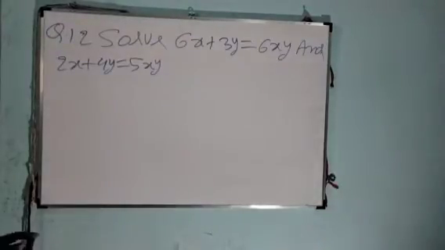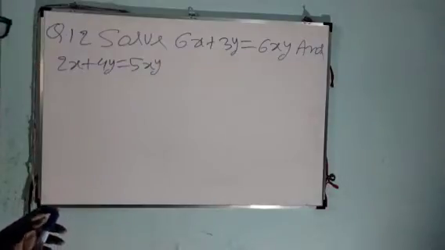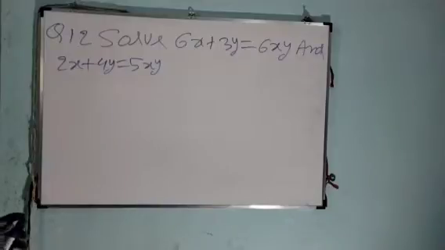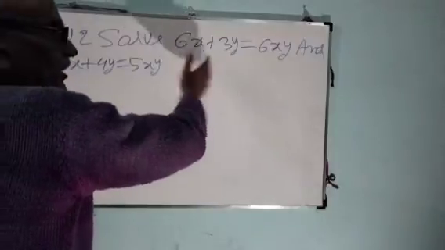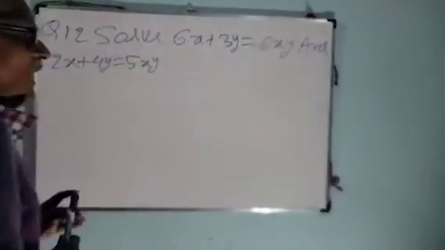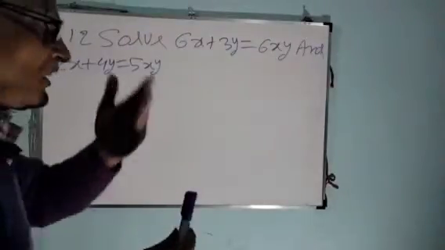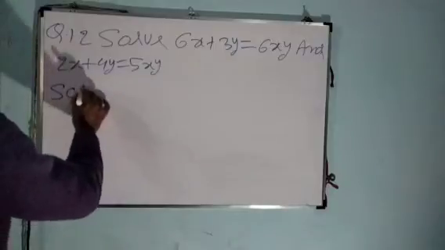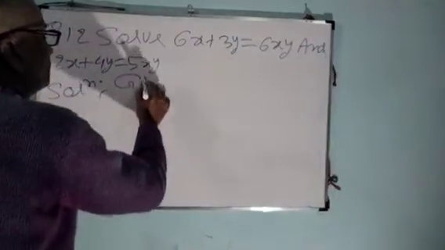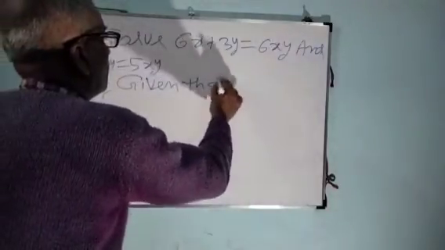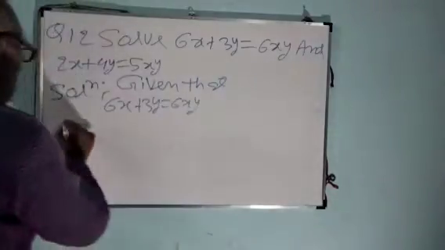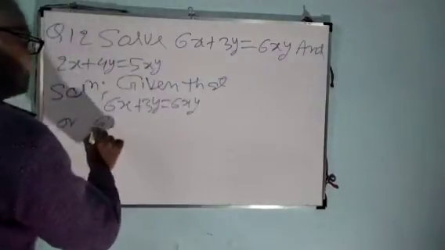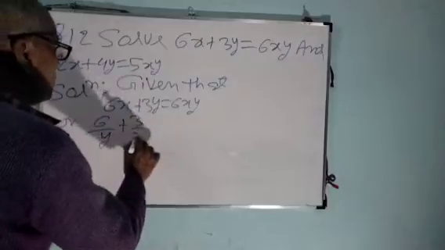Question number 12. Solve 6x plus 3y equal to 6xy and 2x plus 4y equal to 5xy. What do we do in this situation? We take xy to the LHS, and it will come in the form of division. Given that 6x plus 3y equal to 6xy, or 6 by y plus 3 by x is equal to 6.